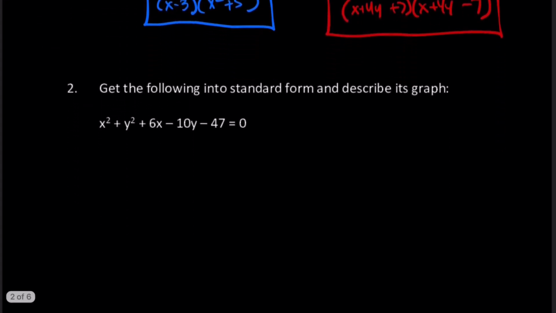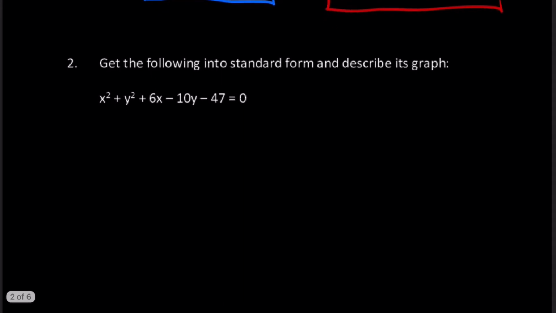Okay, next. Get the following into standard form and describe its graph. Well, I can describe the graph right now. Here's what you know. ax squared plus by squared, a equals b. So when a equals b, that means it's a circle. And I just need to get that into center radius form.